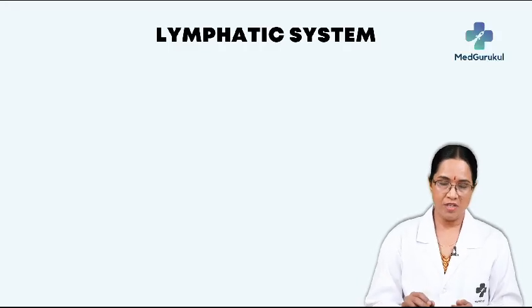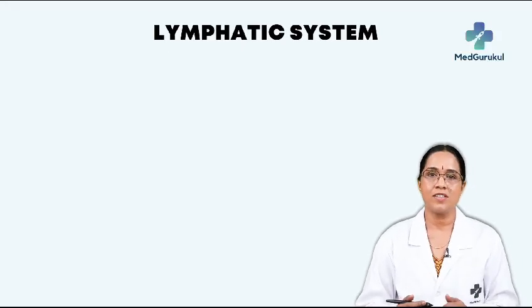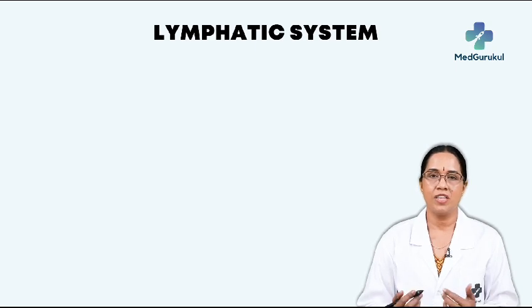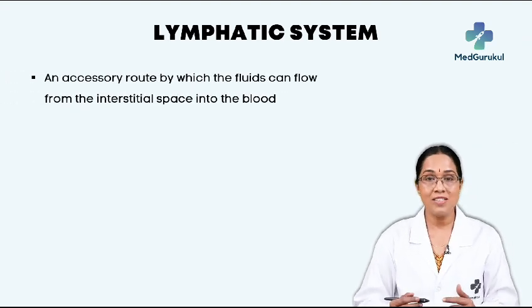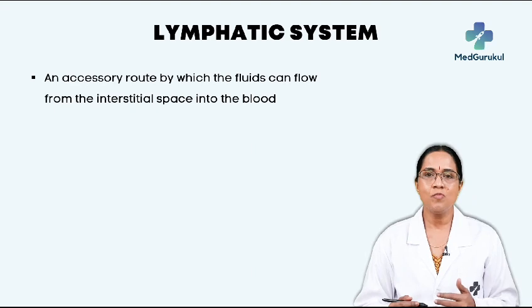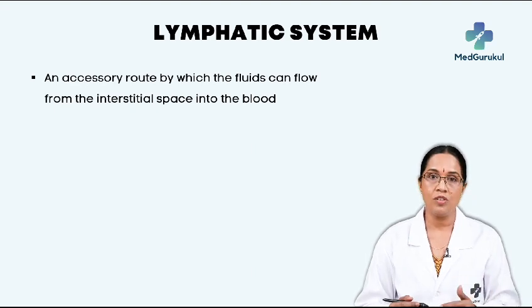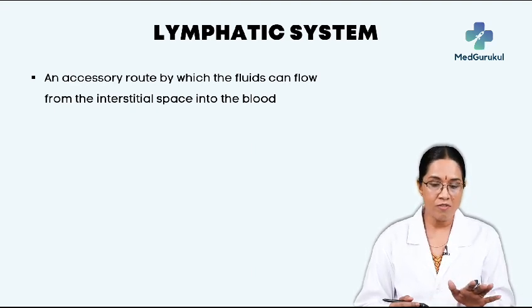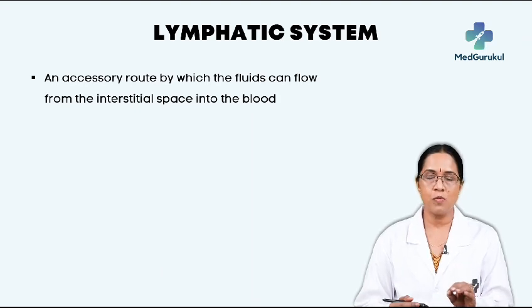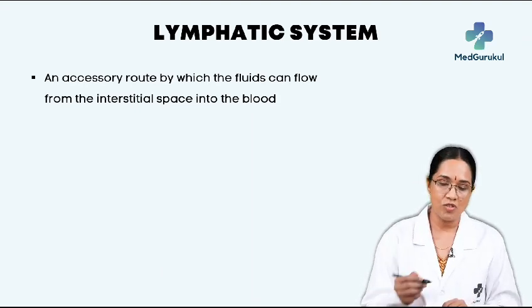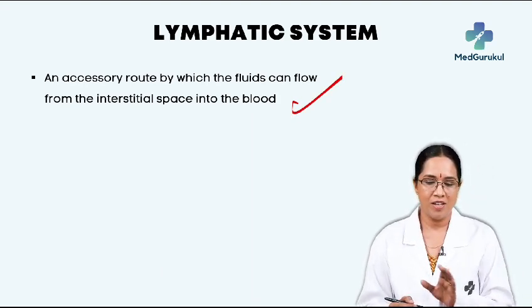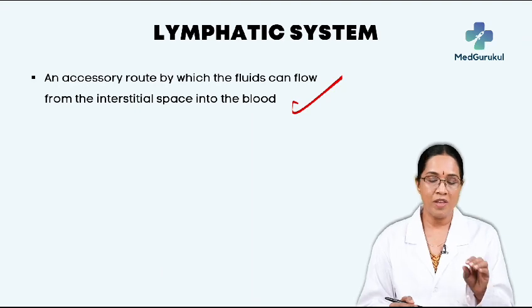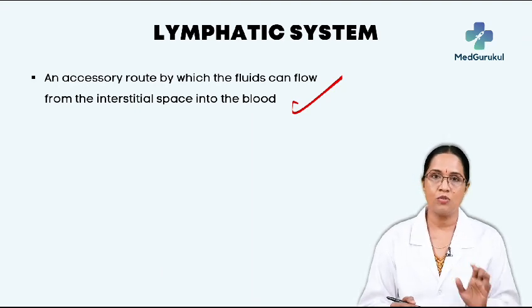Lymphatic system. Now basically, what is this lymphatic system? You know about the blood circulation, the arterial system, the venous system. Now what is this lymphatic system? If you listen to the definition, it is basically an accessory route by which the fluids can flow from the interstitial space into the blood. So just repeat the definition once again. It is an accessory route by which fluids can flow from the interstitial space into the blood.